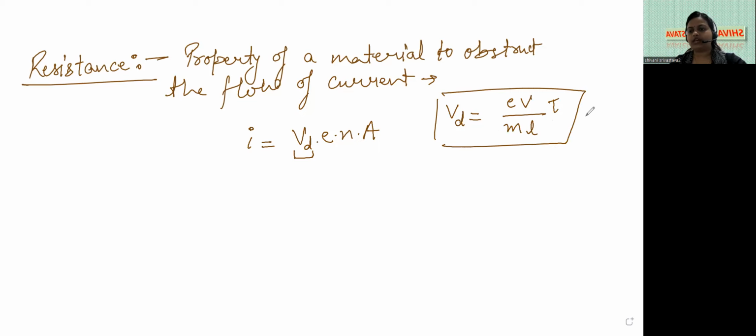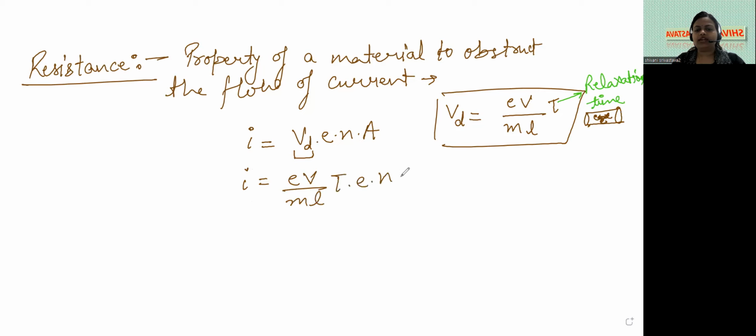Like when the two electrons are colliding now, if this is a wire and there is one electron, both electrons are colliding with each other. So they are getting relaxed: this electron will collide with this electron, then again it will go and collide with another electron. So there will be one relaxation time, and that is known as the relaxation time. You must be aware of it. Yes, I am jumping through the topics. So I is equal to eV tau upon mL, times e times n times A.